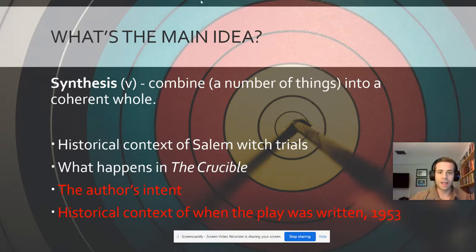So we're not just going to look at the historical context of the Salem witch trials, though that's going to play a part of it. We're not just going to look at what happens in the play, because that's only, again, one part of the main idea. We're also going to take a look at the author's intent. Arthur Miller actually wrote an article called Why I Wrote the Crucible, so that's really going to help us understand what this play is about. And then we'll also have to take a look at the historical context of when the play was written. And these two are what we're explicitly going to look at today.